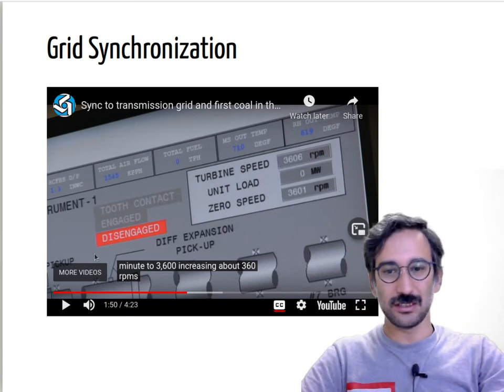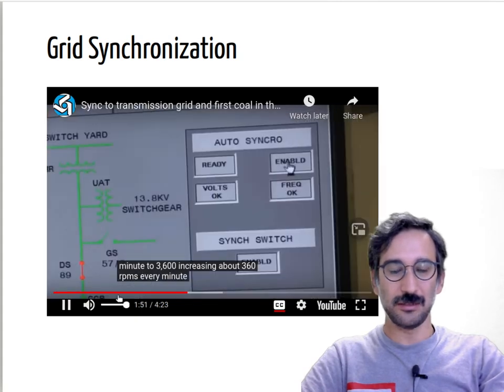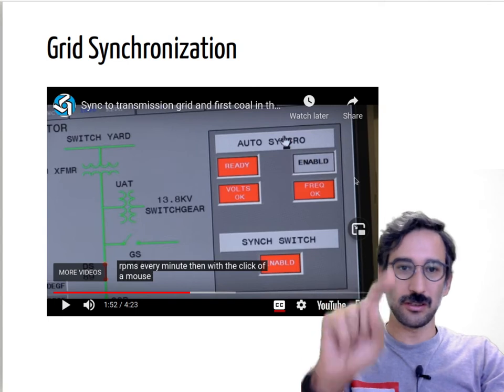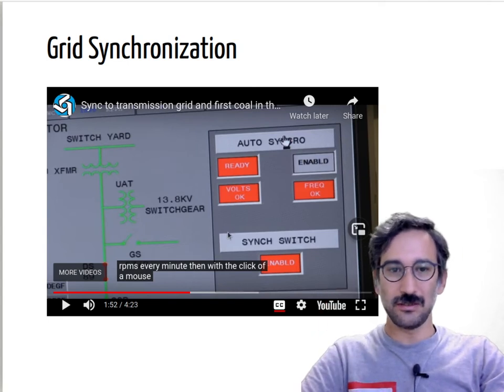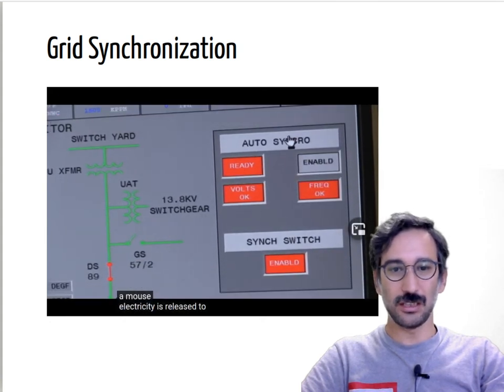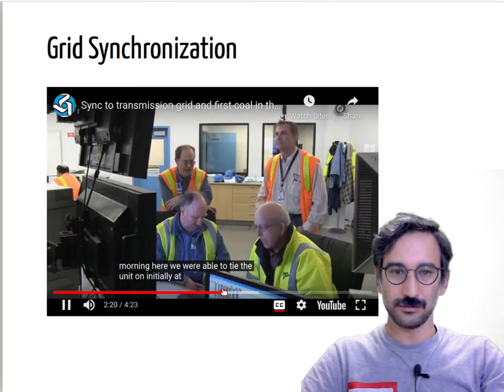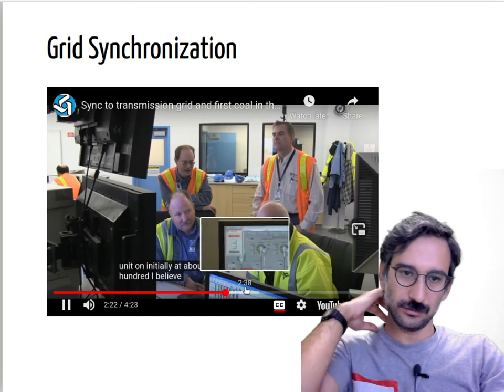I think they will just synchronize it with the steam turbine with the click of a mouse. So they are just clicking on the auto synchronization, and you have the switch here, and they are checking the voltage okay, frequency okay, then it will just close the switch.